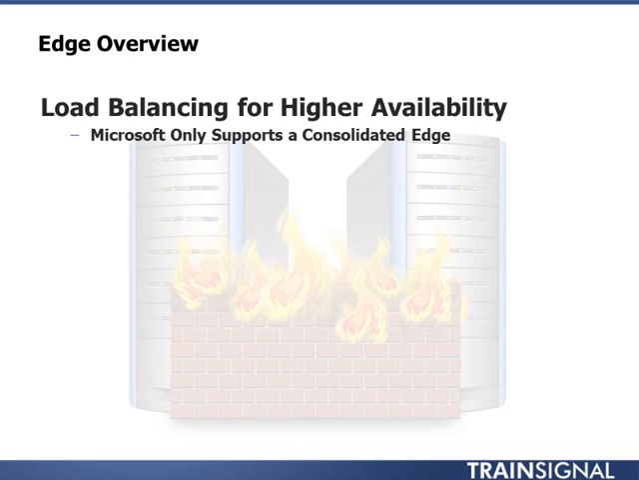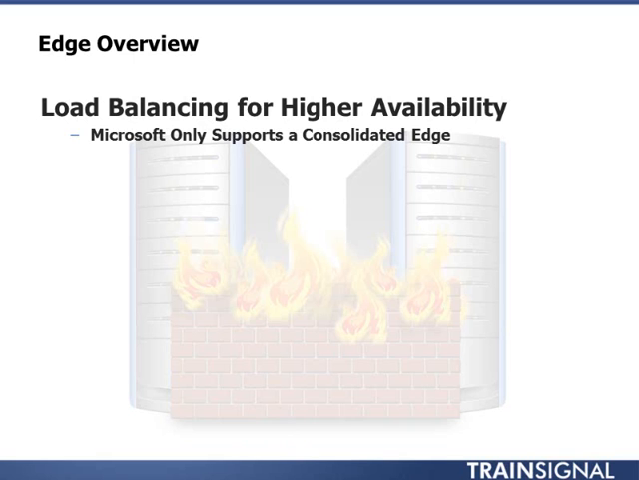When we set up our Lync 2013 Edge environment, Microsoft only supports what's called a consolidated edge. A consolidated edge is a Lync Edge server that has all three services running on the edge server. So you don't have the ability to separate out your services to the different servers. If you're looking for a higher level of performance and availability, you can set up more than one edge server, but keep in mind that each edge server will run all three services: your Access Edge, the Audio Video, and the Web Conferencing Edge services.